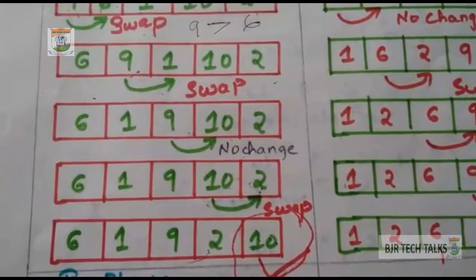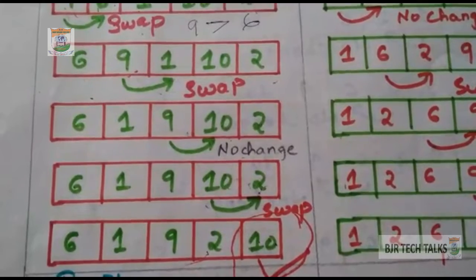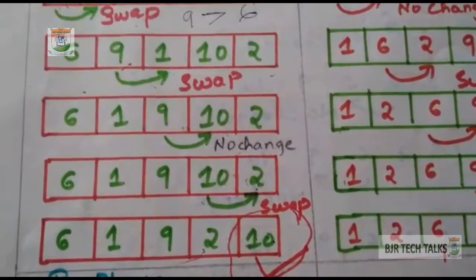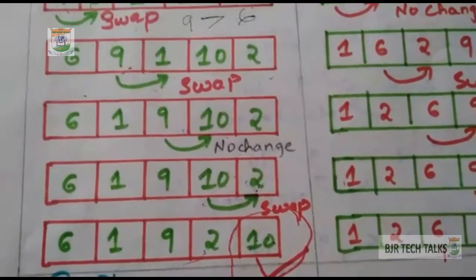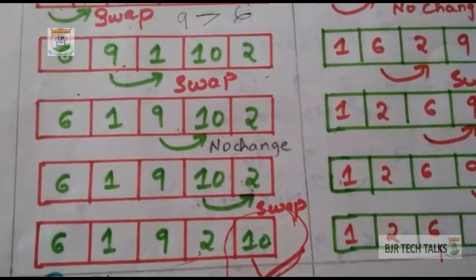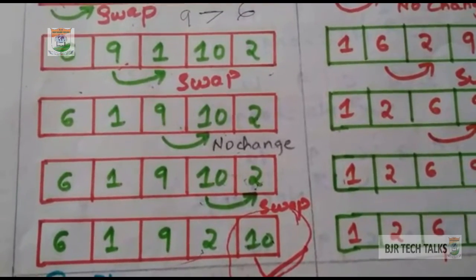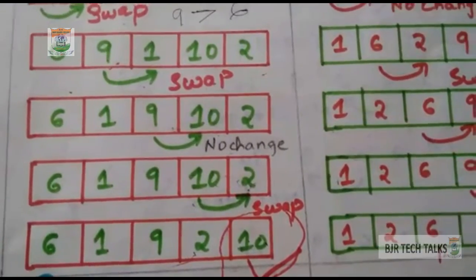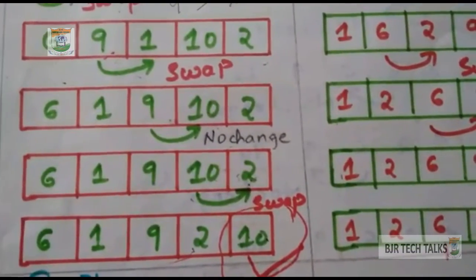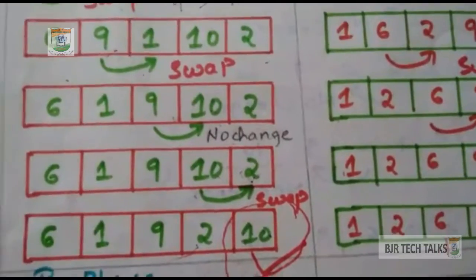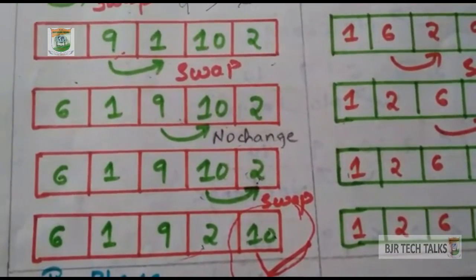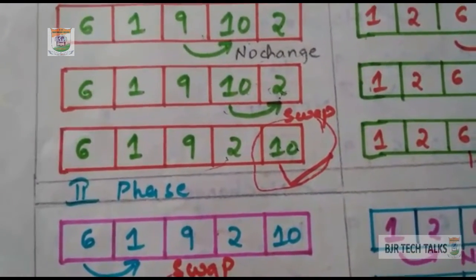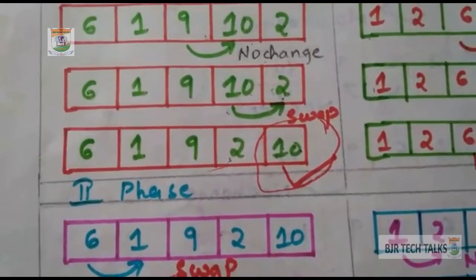And at last you can see that after the first phase, the largest number has occupied its correct position. That means the largest number has been fixed in its position. Now taking this whole array, we have to interchange the other 4 elements according to their correct position. Now we will take the last array of the first phase in the second phase: 6, 1, 9, 2, 10. We are taking it from the first phase's last array.